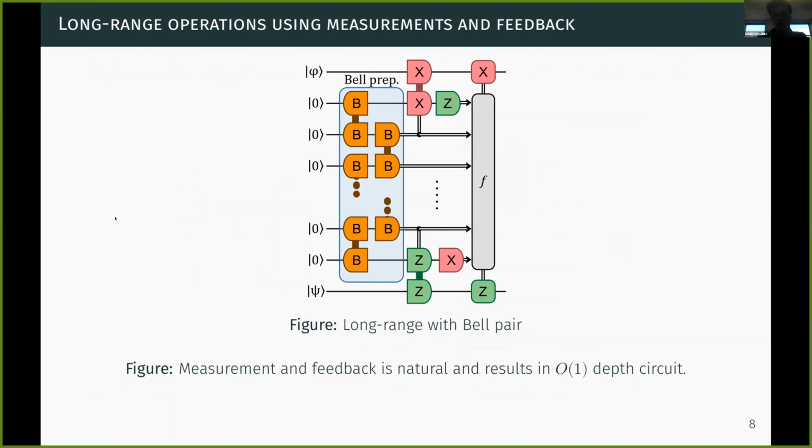Of course, we are able to do more than just swaps on the surface code architecture. Measurement and feedback in particular is quite natural and results in a constant depth circuit to implement a long-range CNOT. In particular, it consists of preparing a long-range Bell state followed by a CNOT identity. So we know how to implement a CNOT using a Bell state as an ancilla pair.